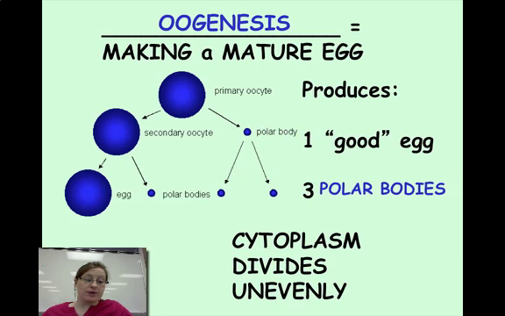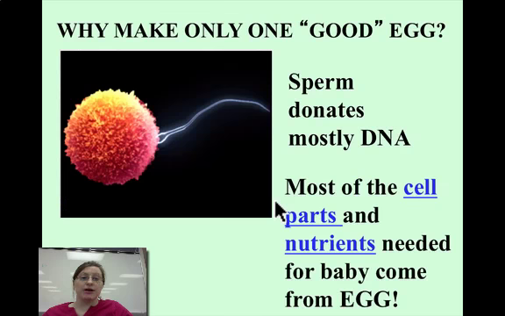And what's going to happen here is when we look at each round of meiosis, you get 4 sperm cells from each round of meiosis, but you would only get 1 true egg cell from each round of meiosis. These other guys, these polar bodies here, they're going to die. Okay? And let me explain why on the next page. Okay? Why make only 1 good egg? Well, it's a quantity versus quality thing.